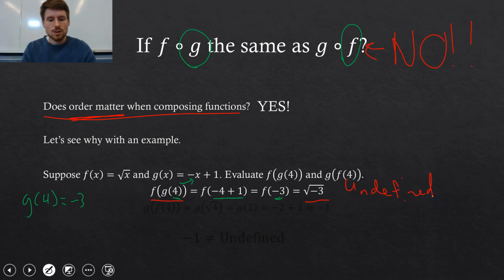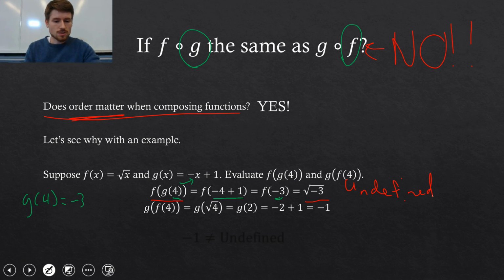Okay, let's try g of f of 4. So g of f of 4 says put 4 into the square root function first, so 4 is going to go into square root. So we plug 4 into x there. Now root 4 is calculable, that's going to be 2. So in this case, f of 4 is 2.